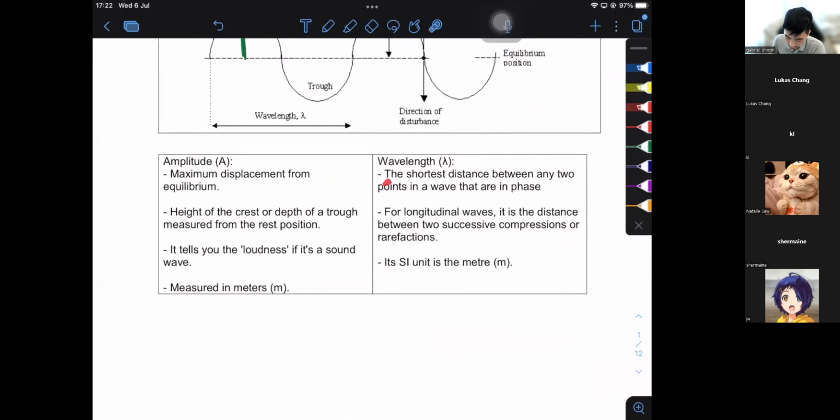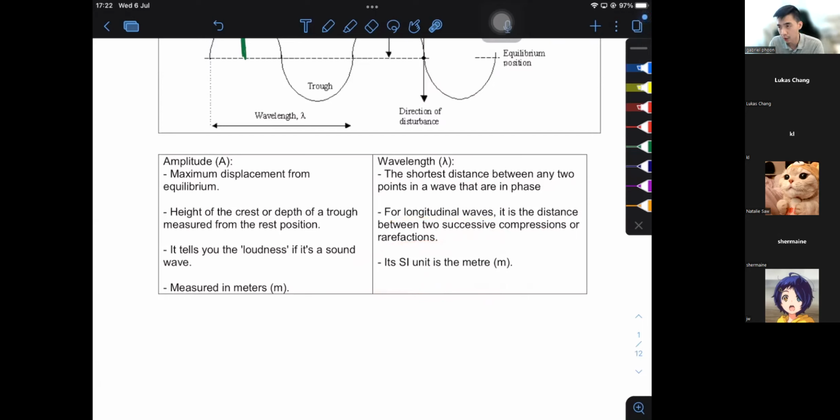By definition, it is the shortest distance between any 2 points in a wave that are in phase, right? For example, in a longitudinal wave, it is the distance between 2 successive compressions or rarefactions. It is basically just compression to compression or rarefaction to rarefaction only, right? And the SI unit is definitely meters.